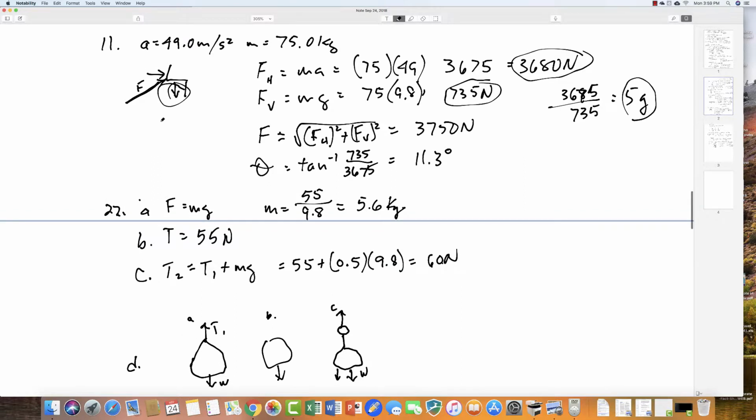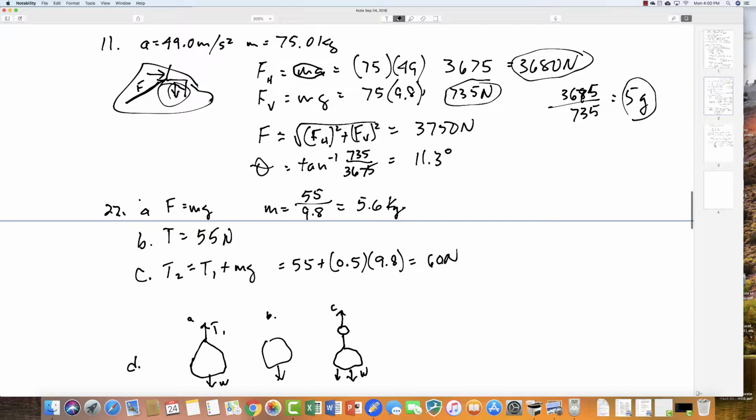And this diagram right here shows you what we're talking about. In other words, here's the horizontal component here. Here's the vertical component, which holds his weight up. And the combination of these two is this force vector right here. So the horizontal component is going to equal ma, where a is the 49 and m is the mass of the individual. So the horizontal component is 3675, which to three significant figures is 3680.